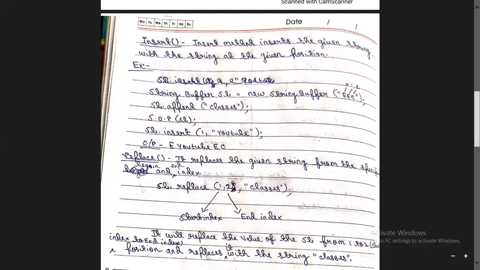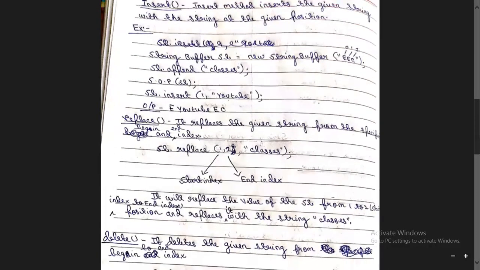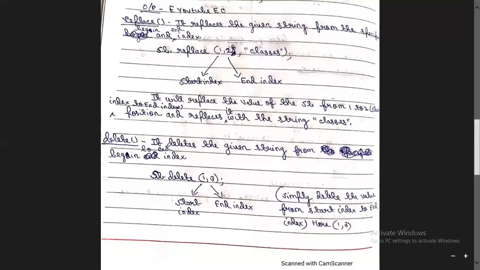But in the insert method you can see that it is not replaced, only the value is shifted. But in the replace method, the value is completely replaced with the string mentioned in the replace method. Okay, so the replace method works like this. Next, the method is delete.